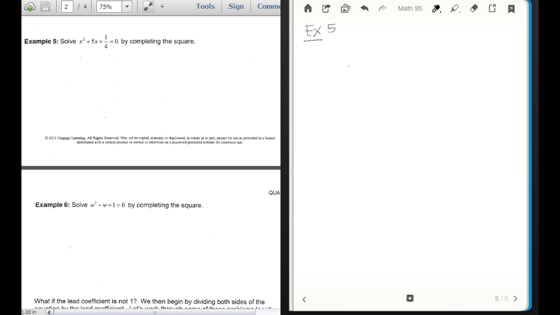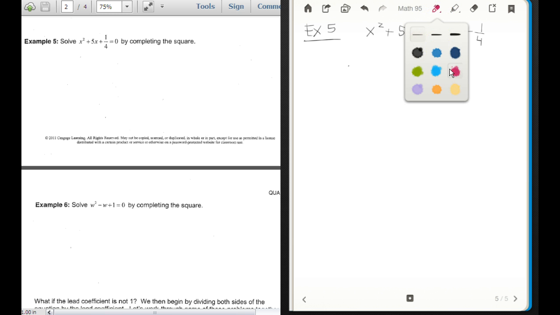So example 5. Let's start out with the equation x squared plus 5x plus 1/4. First of all, don't we already know we want to move that over, because we have to get the constant term all by itself? So let's just move that over right now. If I subtract 1/4 from both sides, that puts that guy right over there. Now I have the space all ready for that number.